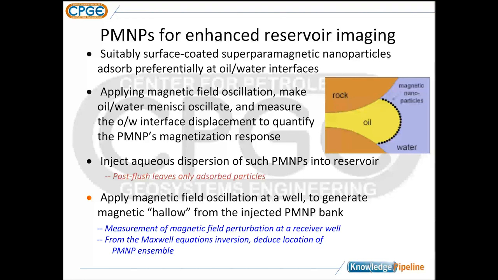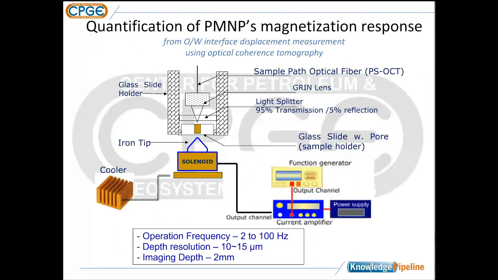For the actual field application that we envision, we can inject a small bank of aqueous dispersion of such paramagnetic nanoparticles into the reservoir, and then we post-flush it to leave only the adsorbed nanoparticles. And we apply the magnetic field oscillation at a well to generate a kind of magnetic halo from the injected magnetic nanoparticles. So by measuring the magnetic field perturbation at a receiver well, and then through Maxwell equation inversion, we can deduce the location of the magnetic particle ensemble, or subsequently the location of oil in the reservoir.